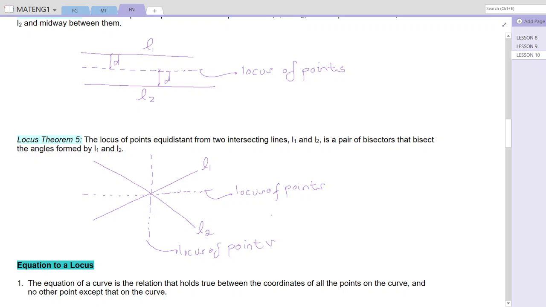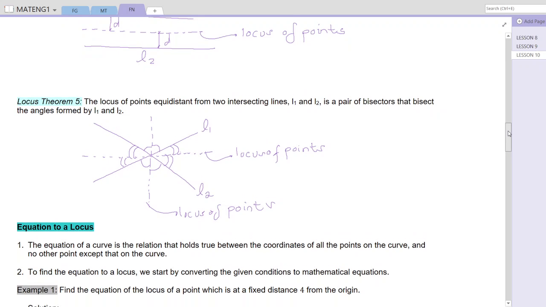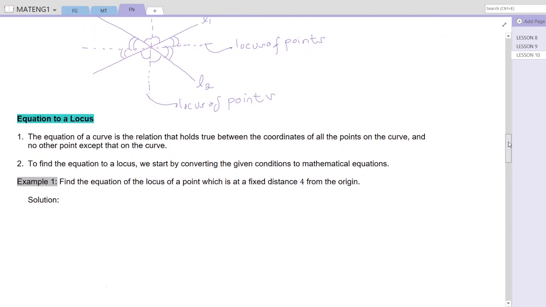So having that, the locus forms angle bisectors of angles between lines L1 and L2. So the angle here is the same with this one, the same with this one. So they have the same angle, and for this, it's the same also. And then this one. So that is the locus forming angle bisectors between line 1 and line 2. Now we move on to equation of a locus.